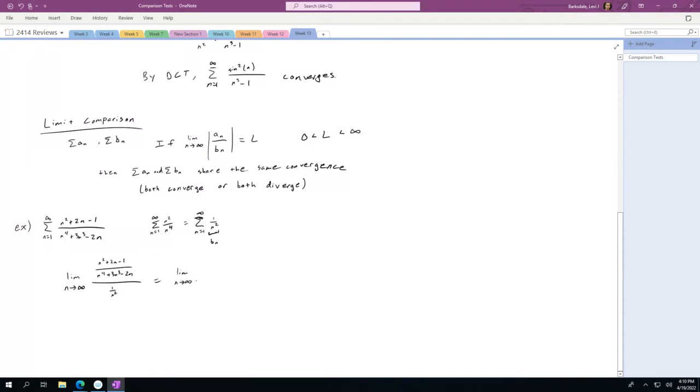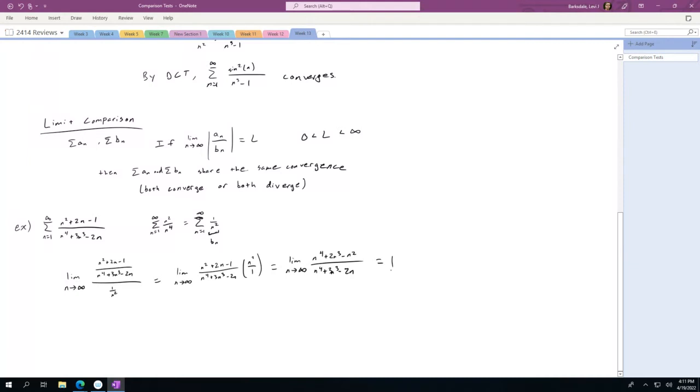I apply keep, change, flip, so I can rewrite my division of fractions as multiplication by the reciprocal. So now times n squared over 1, which is the reciprocal. This is the limit as n approaches infinity of (n to the 4th plus 2n cubed minus n squared) over (n to the 4th plus 3n cubed minus 2n). And this limit is 1.